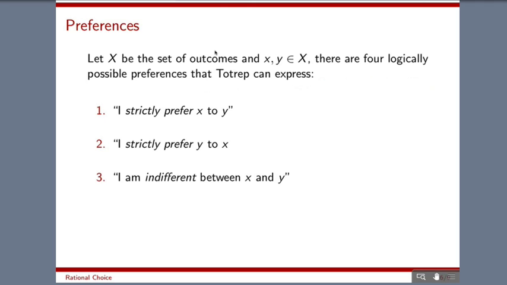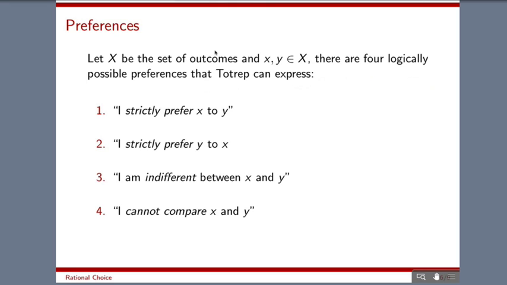Third, he might say, well, I thought about it and I've considered both of those options, and both of those options look equally good to me. So I'm indifferent between X and Y. And finally, the fourth logically possible answer he could give is, I just simply cannot compare X and Y. I don't have enough information to compare X and Y.